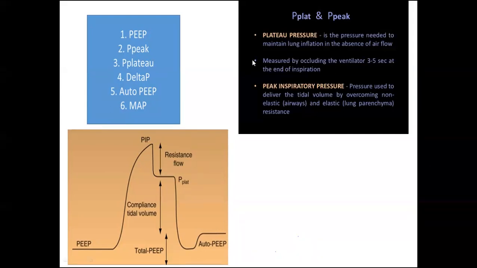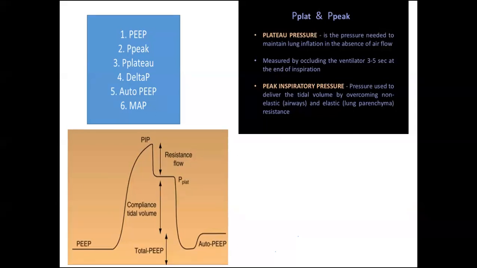So P plateau is measured by blocking the inspiration for at least 3 to 4 seconds. And you can do it by pushing a button on the ventilator called inspiratory hold. Once you push that button and keep pressing it, you will stop the airflow, or the peak of inspiration. So now air is not flowing.